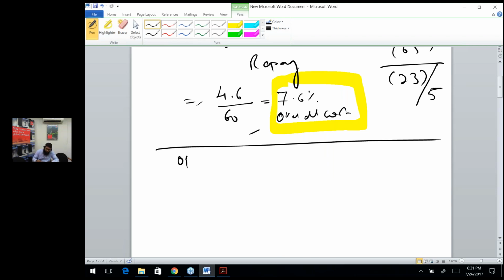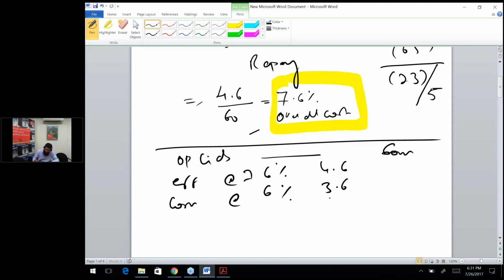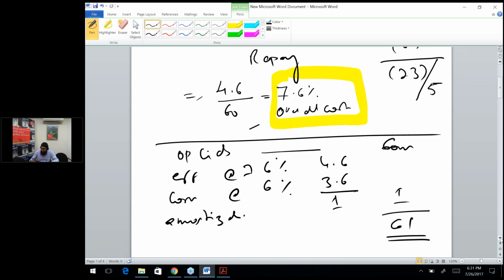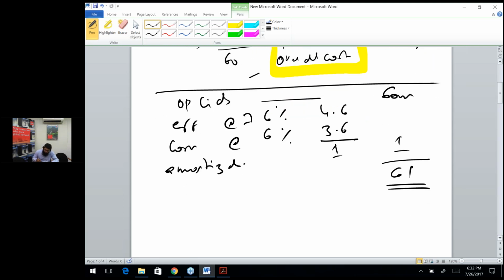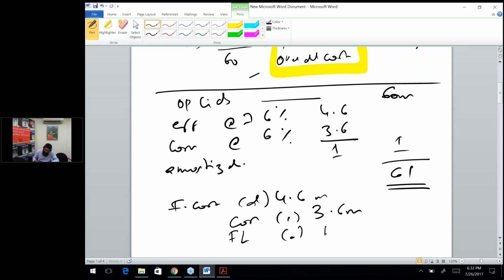So what happens is you've got an opening liability of 60 million. You will have effective interest at the rate of 7.6%, which gives you 4.6. You have cash interest at the rate of 6%, which gives you 3.6. So there is an amortization of 1 million which will be added to it and it will become 61 million. So the way it is going to be accounted for is that we would recognize finance cost as 4.6 million. We would recognize the cash as 3.6 million. And we would recognize the financial liability at 1 million. That's how we would recognize this whole thing.